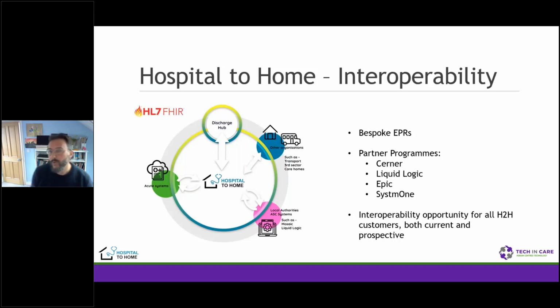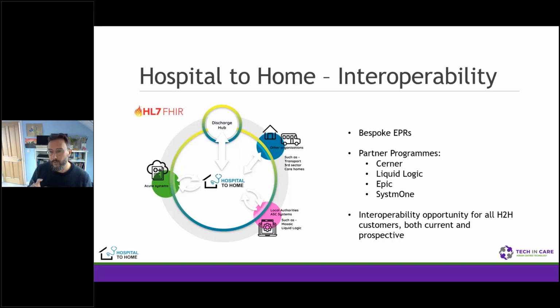So we're already working with a number of local authorities and NHS trusts, whether they're using bespoke systems, both on the EPR side, on the NHS trust side, or the ASC, the local authority side, as well as with established third-party providers, such as those you can see on the slide here. We're using best practice standards, such as HL7 FHIR.